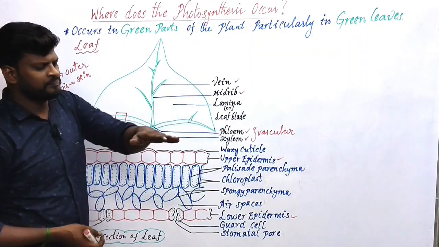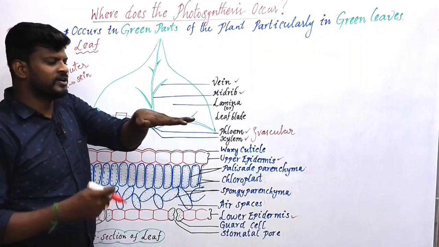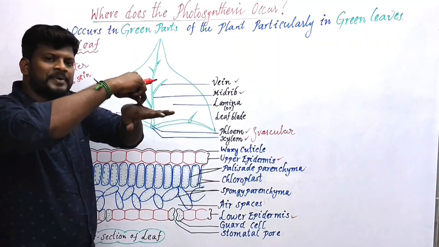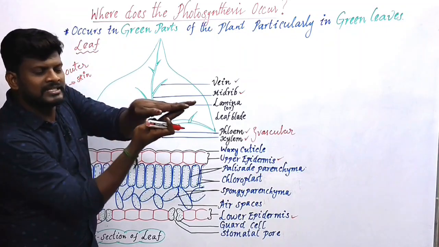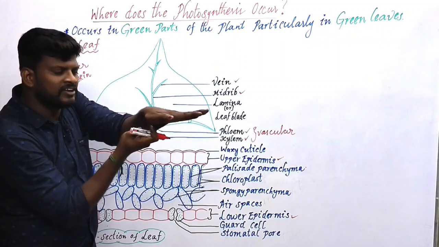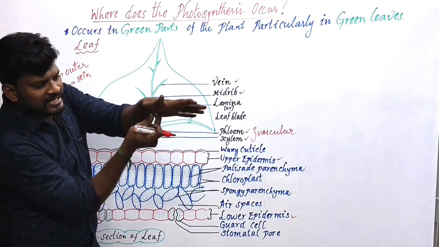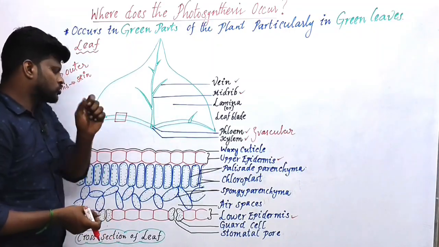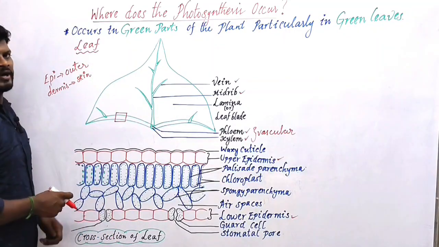Say, for example, take my hand as a leaf. This is the upper surface. So we can call this the upper epidermis. And this is the lower surface of the leaf, my hand. And you can consider this as the lower epidermis. Understood? So, upper epidermis and lower epidermis.